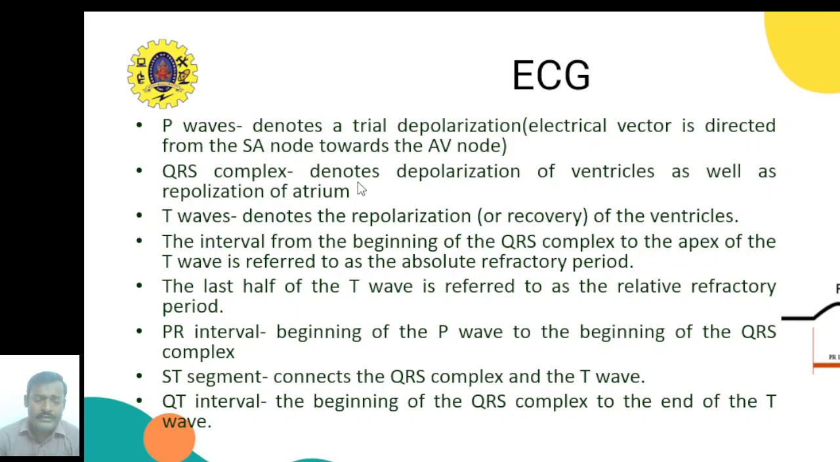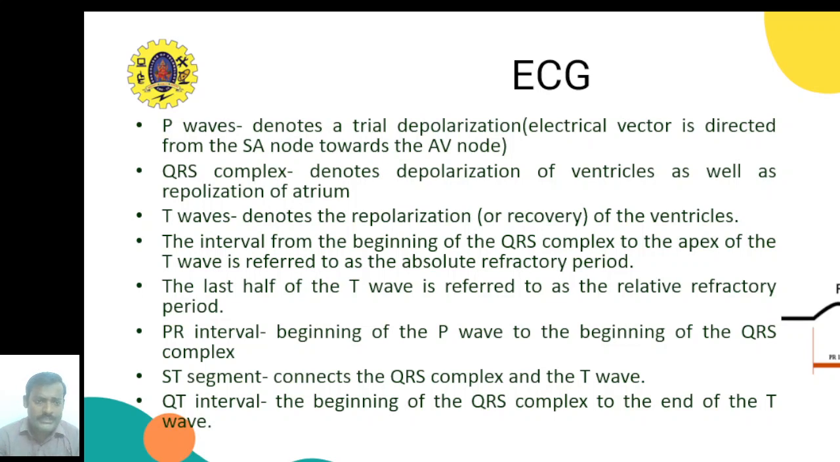The P wave denotes atrial depolarization. It is an electrical vector that descends from the SA node towards the AV node. The QRS complex denotes the depolarization of the ventricles as well as the repolarization of the atria. The T wave denotes the repolarization of the ventricles. The interval from the beginning of the QRS complex to the apex of the T wave is referred to as the absolute refractory period. The last half of the T wave is referred to as the relative refractory period.